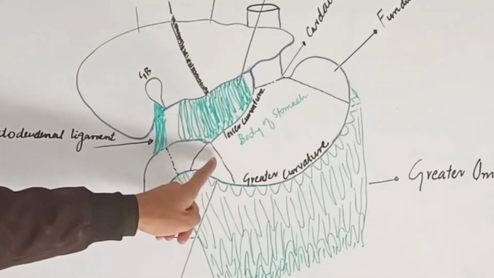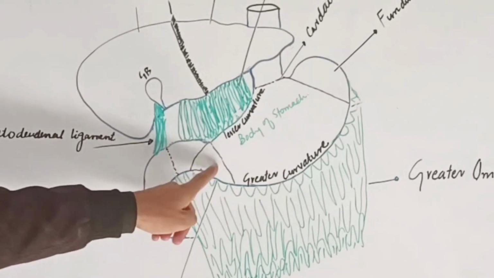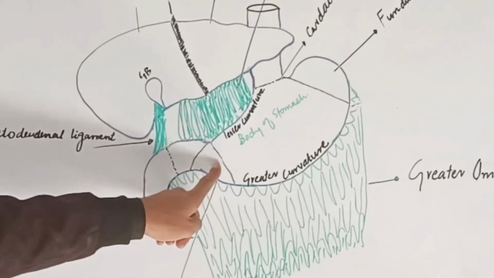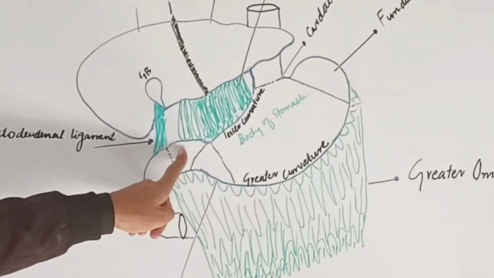Below this line up to the duodenum, this is the pyloric part of the stomach, and the canal of the pyloric part of the stomach is called the pyloric canal.